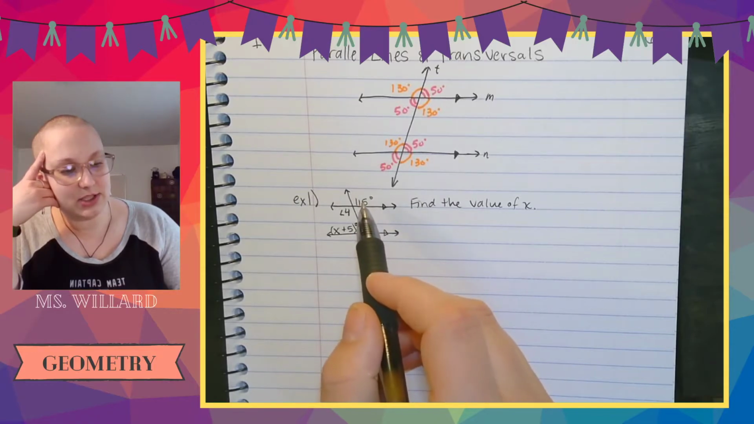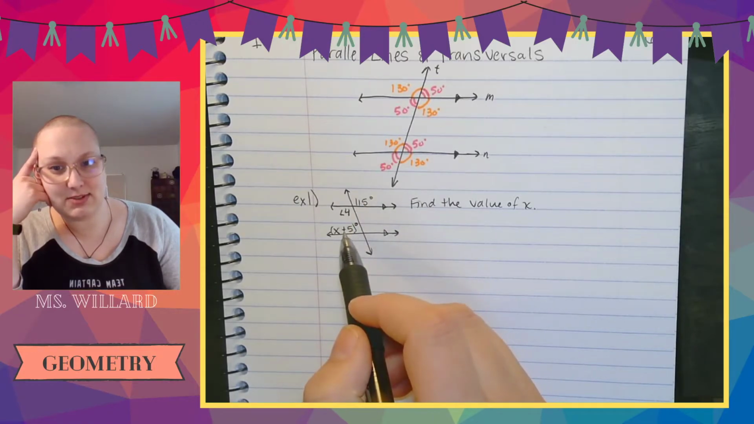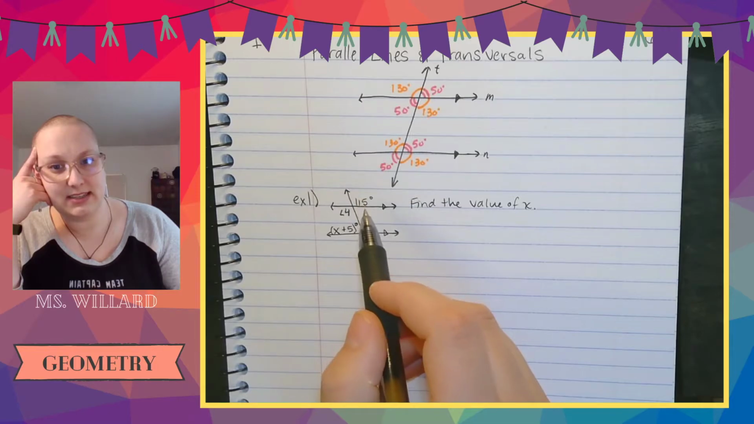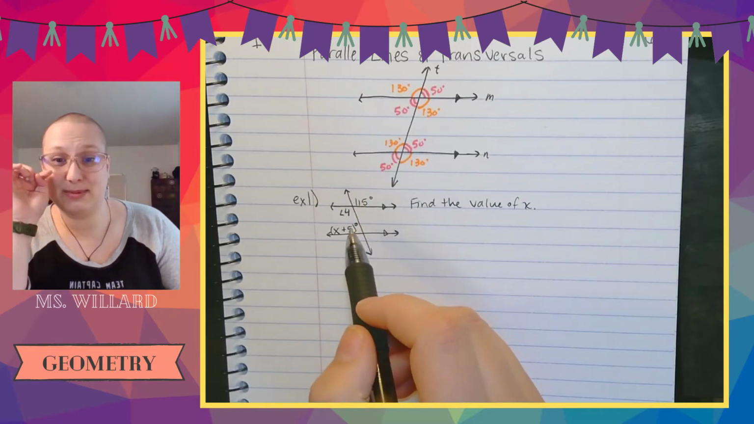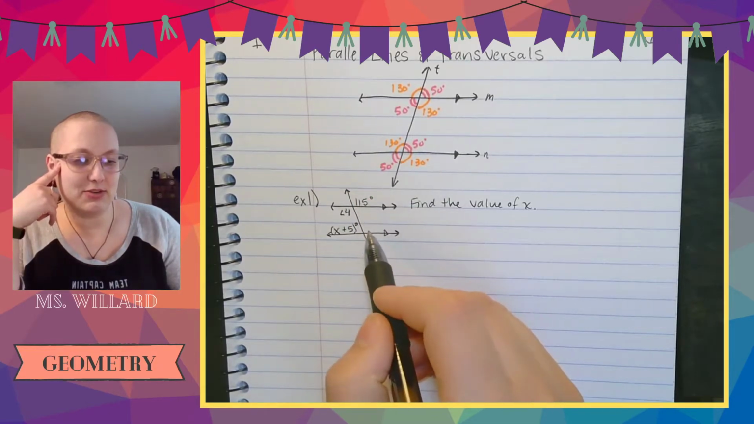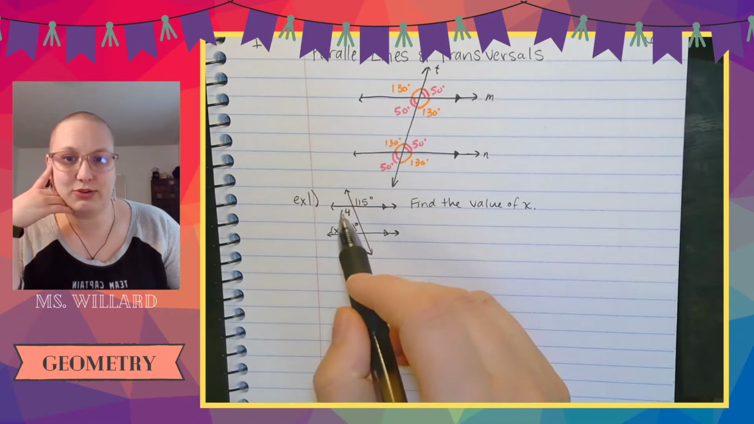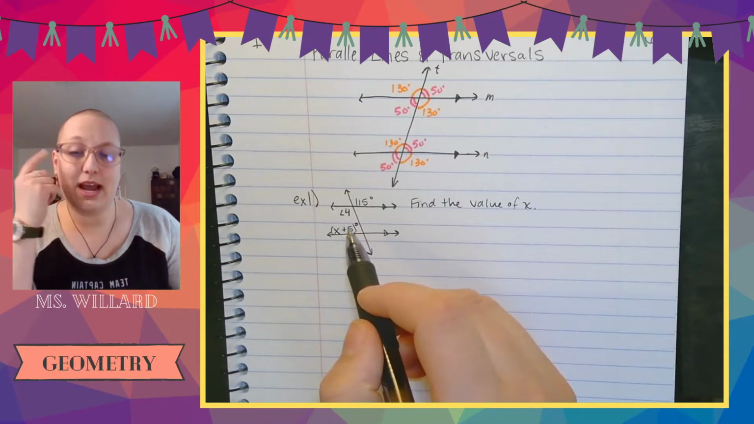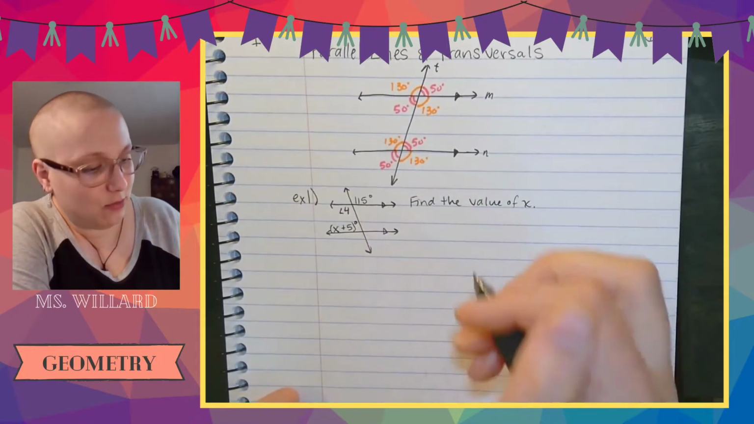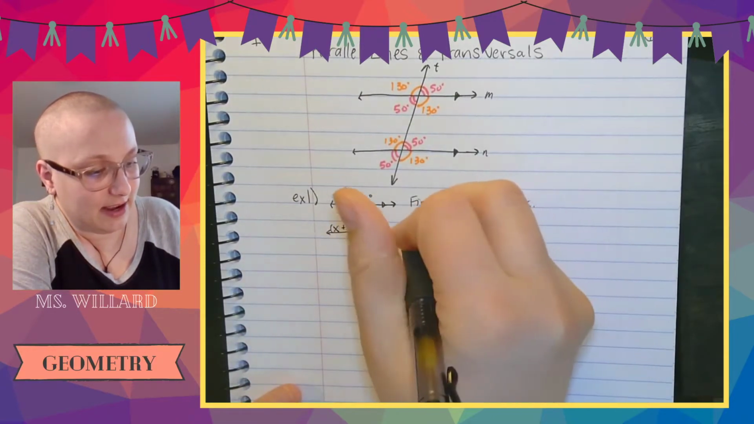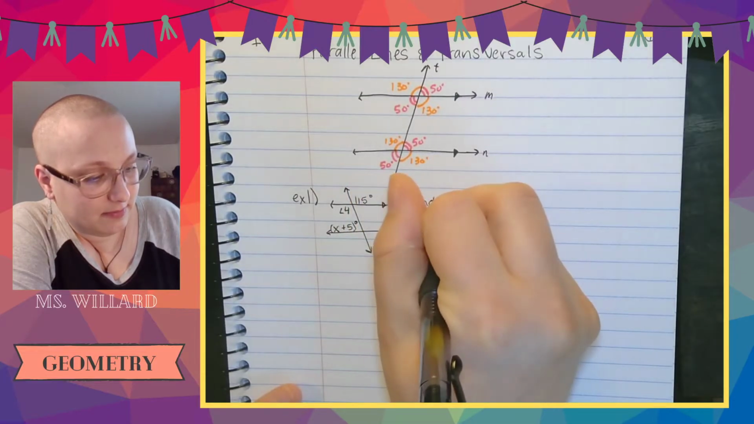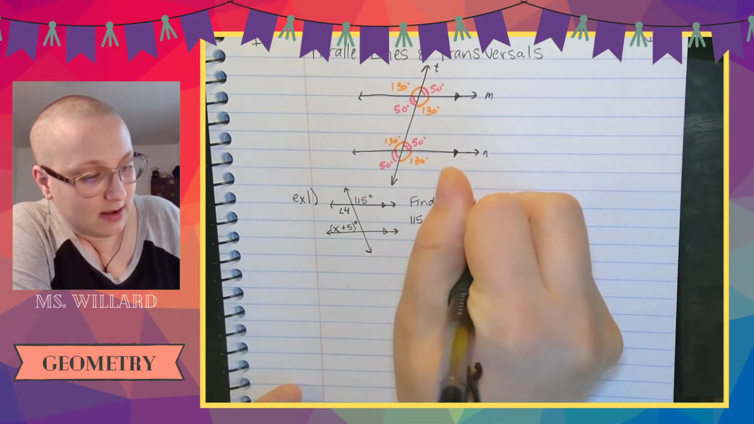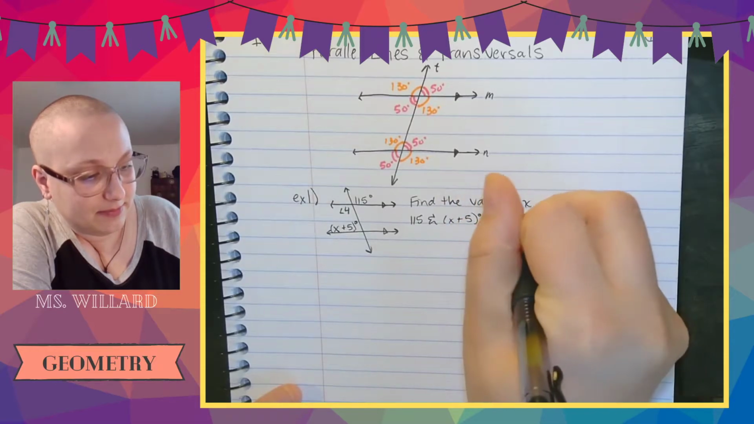So the real question is: is 115 equal to x plus 5, or is 115 congruent or supplementary to x plus 5? Well, 115 would also be down here, right? Or what they're trying to show us here is that it's also this one. And so what I know is that 115 and x plus 5 are supplementary.